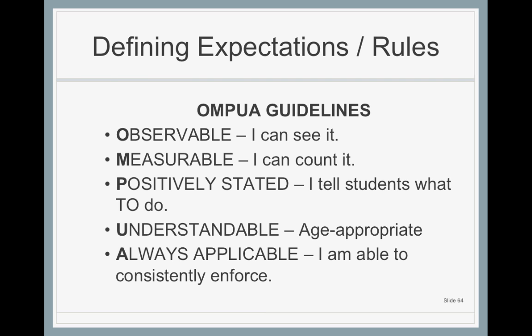As a reminder from video 1, classroom rules should be written using the AMPWA guidelines in order to increase their effectiveness. Rules need to be written in observable terms. Observable means I can see it. Rules also need to be written in measurable terms, meaning I can count it. Just as we do with school-wide expectations, rules should be positively stated. Positively stated rules encourage the desired behavior and tell students what we want them to do.